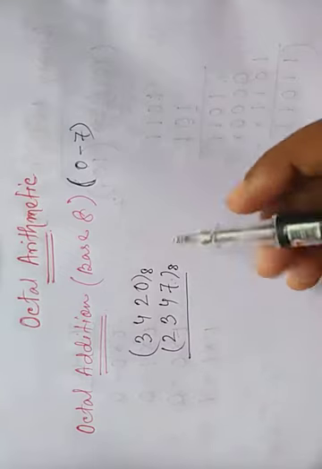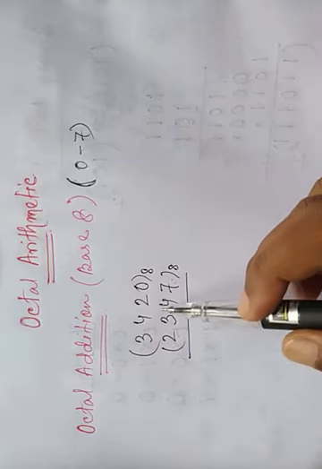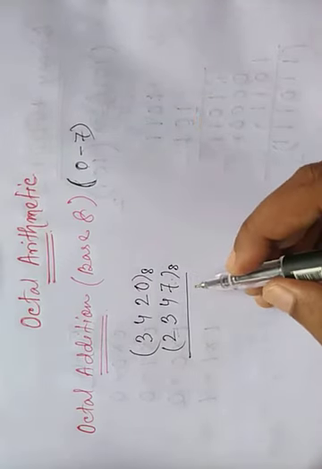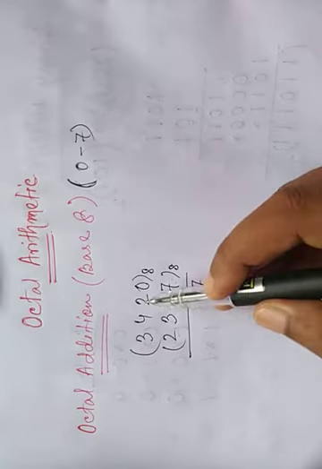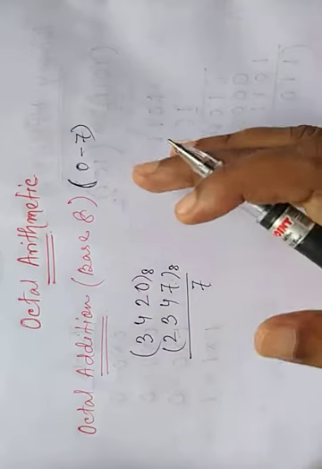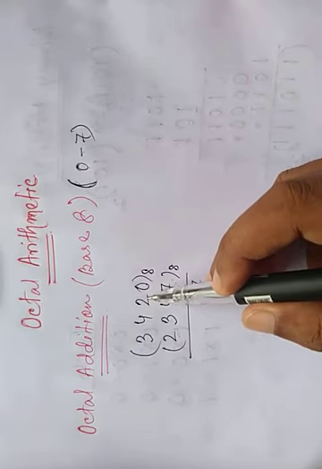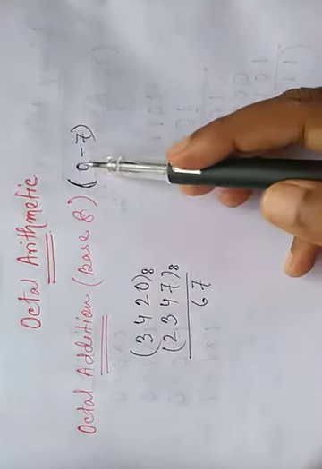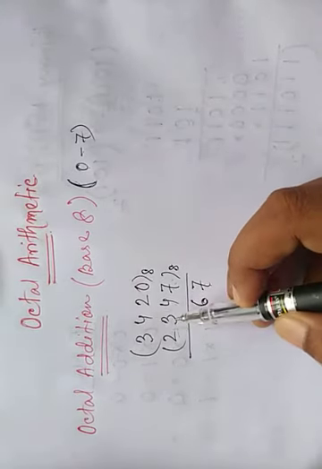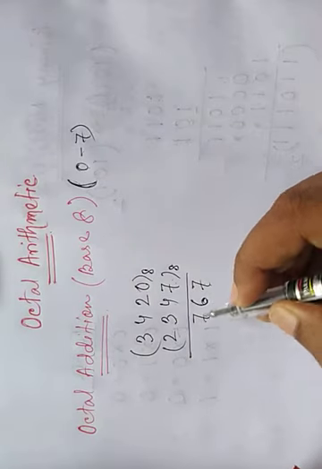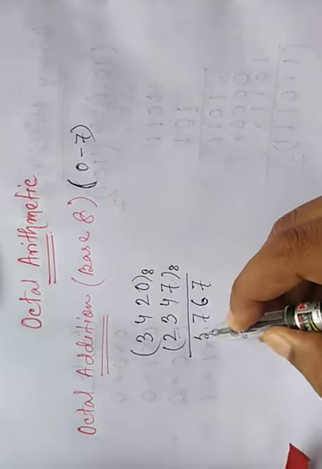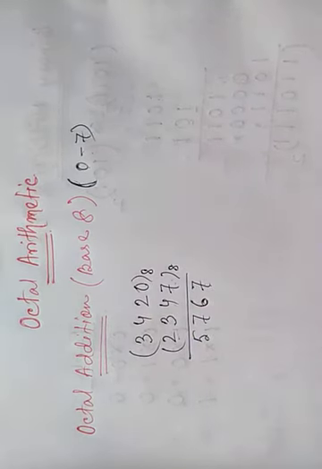So for octal addition, at first we do our normal addition process. 0 and 7, if we add these two numbers, it is 7. 7 is within our range, that is within 0 to 7, so leave it as it is. 2 plus 4 is 6. 6 is also within 0 to 7, a valid number. Again 4 plus 3 is 7, a valid number within our range. 3 plus 2 is 5, also valid within our range.